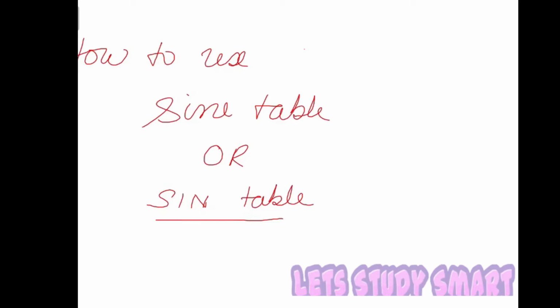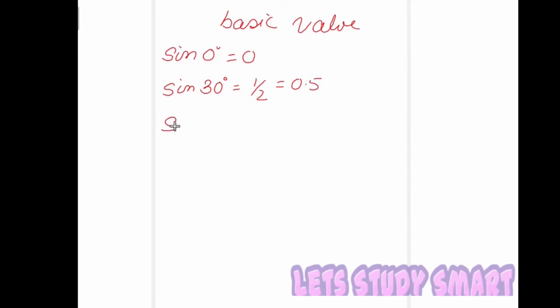Now for this we require a book. And in that book, we remember a few basic values. Now when I say a few basic values, we remember sine of 0 is 0. Similarly, sine of 30 is half, or we call it as 0.5.